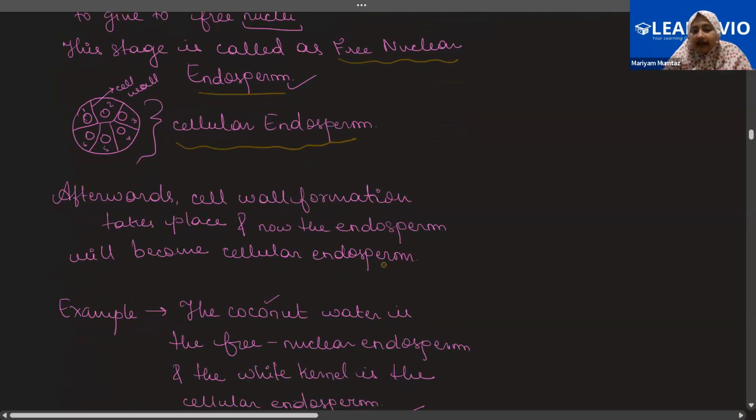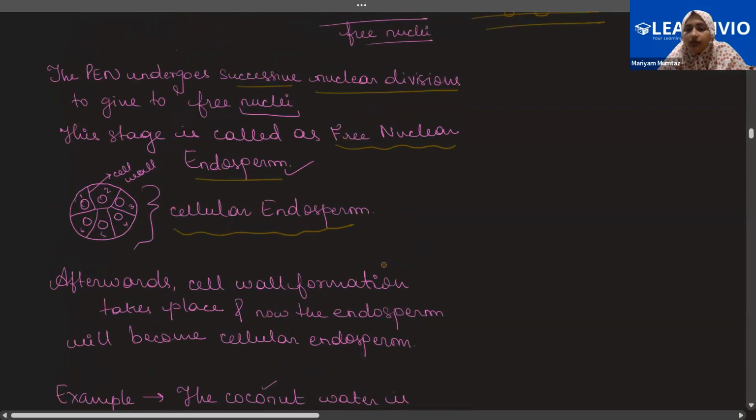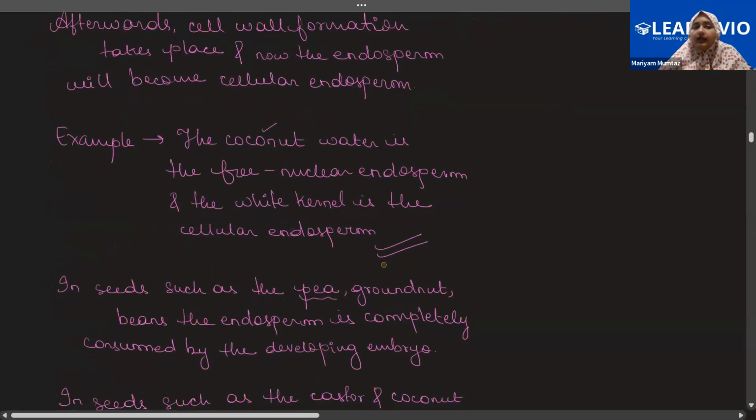Now, afterwards, the cell wall formation takes place, and now the endosperm will become cellular endosperm. See, initially, when the cell wall was not formed, cytokinesis did not take place. So, that type was free nuclear endosperm, meaning one cell had multiple nuclei present in it, none of them surrounded by any wall. But when the wall started to surround them like this, wall formation took place and then it became the cellular endosperm. Clear?